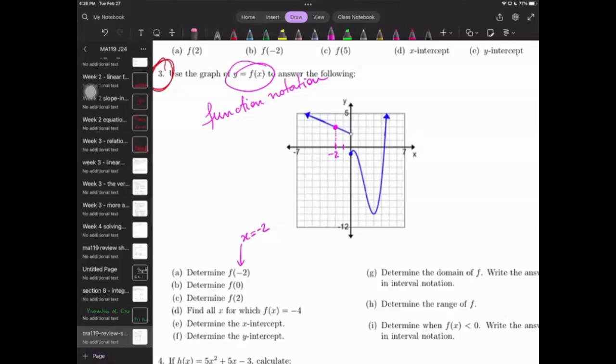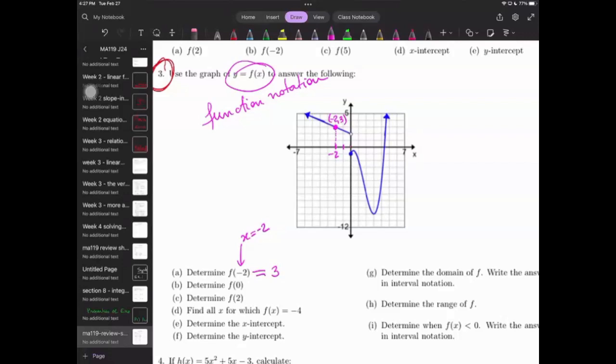That is the point negative 2, comma 3, which means the y value for negative 2 is 3. So f of negative 2, which is the y value, is 3. Remember, y is the f of x value, right? All right, so for part B, we want to find f of 0.